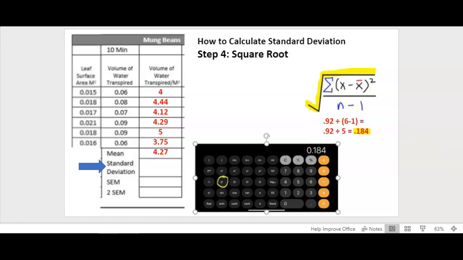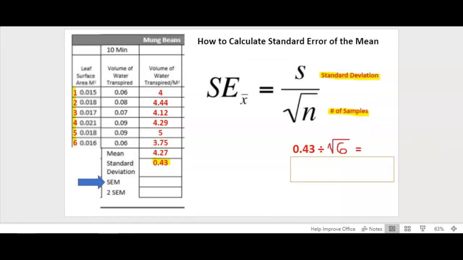So let's move on. The next thing we need to find is going to be the standard error of the mean. And the standard error of the mean is simply taking that standard deviation we just calculated, which is 0.43, and dividing it by the square root of the number of samples. We already know that the number of samples is 6. So that looks a little bit like this. I'm going to take 0.43, which was my standard deviation, and divide it by the square root of 6.